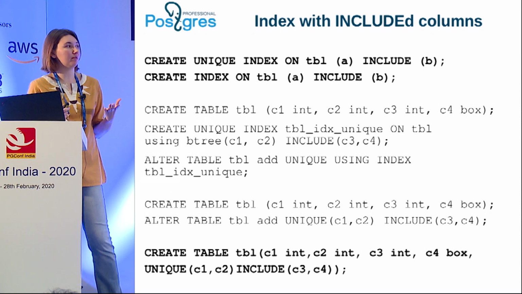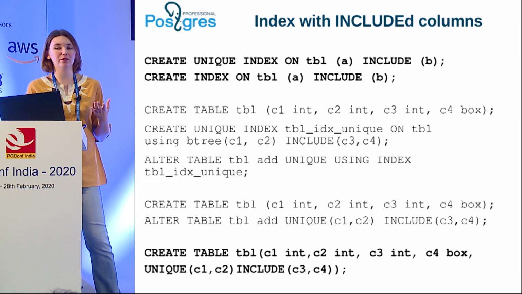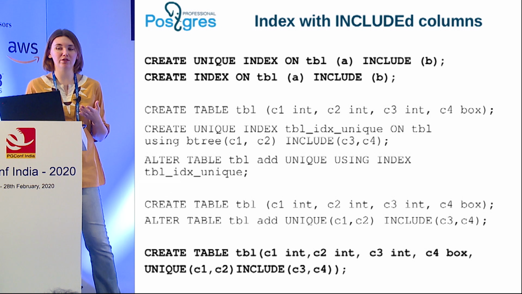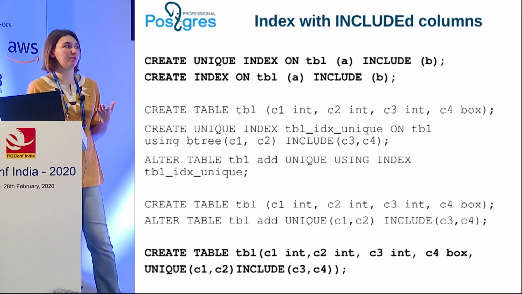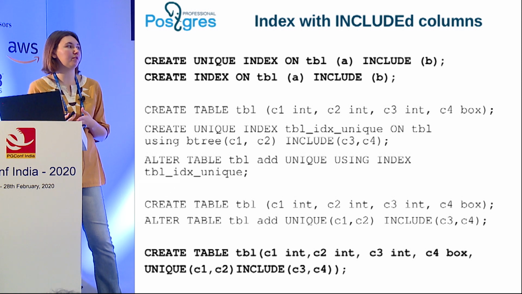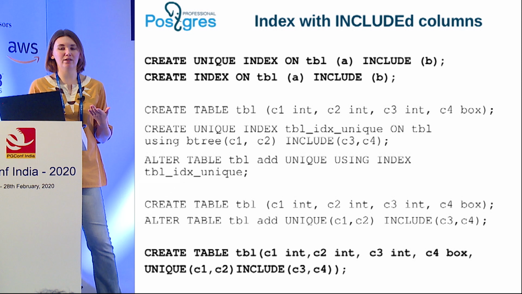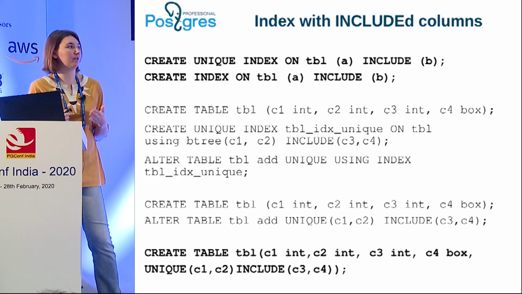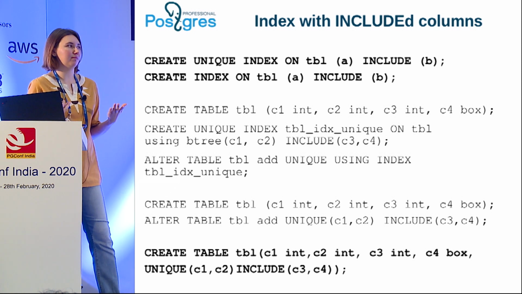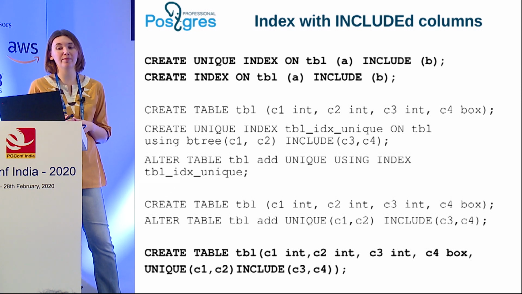So the keyword INCLUDE specifies a portion of columns on which the uniqueness is not enforced. So included columns exist only to allow more queries to benefit from index-only scan. You can also create a non-unique index with such included columns, but to be honest, I don't see very much use of this kind of feature.